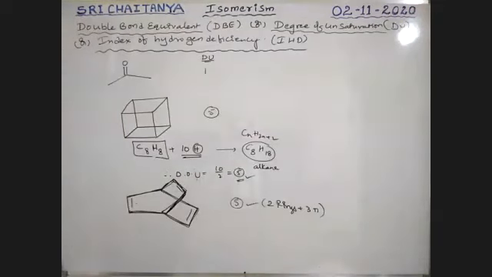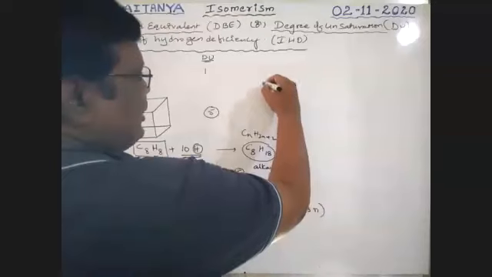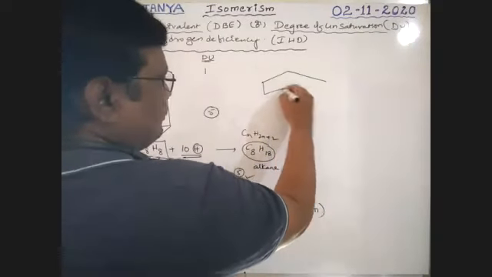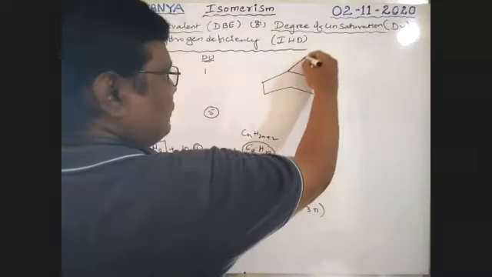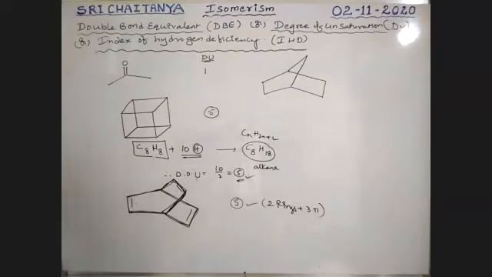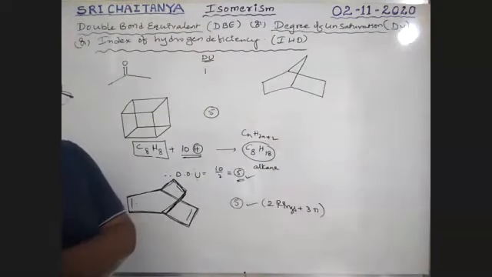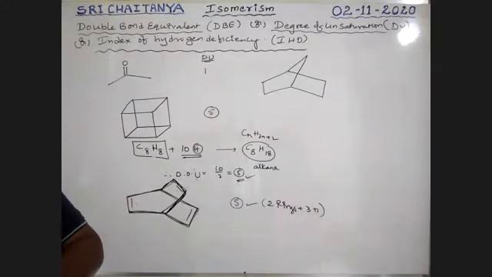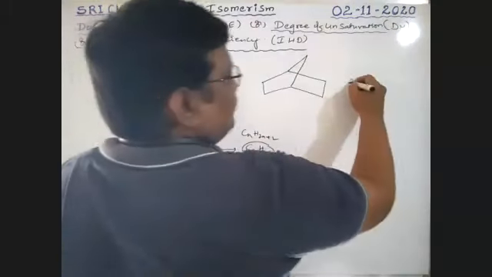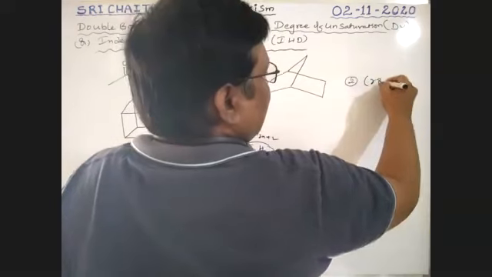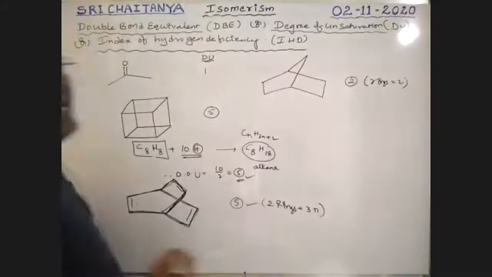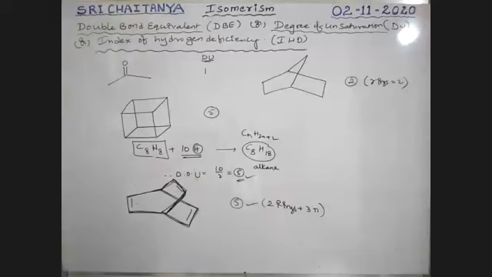Okay, good boy. Next. What about its degree of unsaturation? Yes, 2, correct. 2 rings and 2 rings. Next.